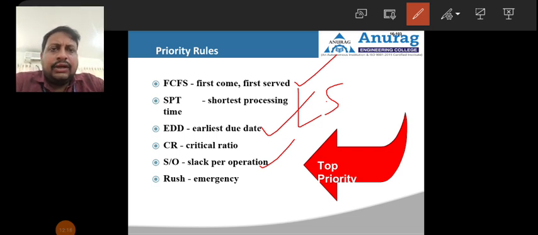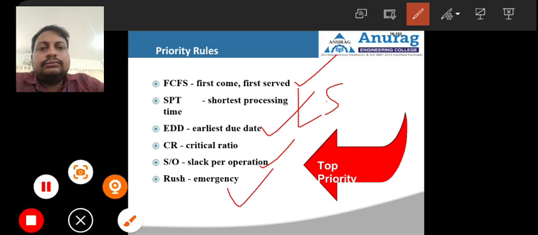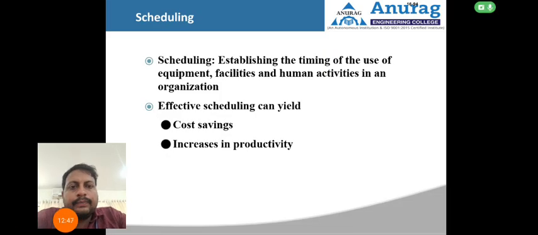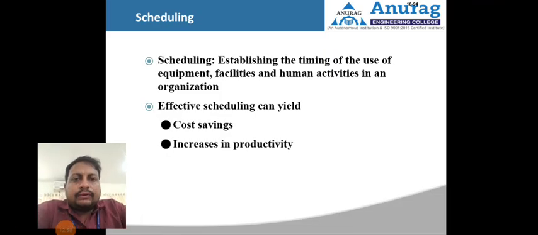Sometimes we give priority to the emergency rush, and sometimes to the emergency operations. So these are the important scheduling rules. This is about the sequencing method. The primary sequencing rules are first come first serve, shortest processing time, earlier due date, critical ratio, least slack method, and we also give priority to emergency operations. So these are the priority rules, these are the sequencing rules.